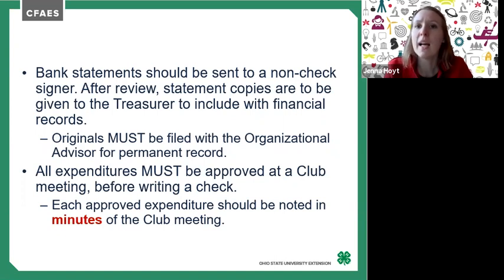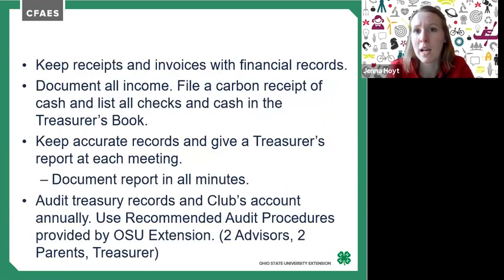So in your notebook, in that active section, I would encourage you to have a monthly tab or a monthly section where you can put a copy of the minutes and there document all the expenditures that are happening in the club. Attached to that, the financial report and the treasurer's report and the statement from the bank, as well as any receipts for income or expenses that have happened at that meeting. And remember, all your expenditures have to be documented in the minutes and have to be approved with a motion at your club meetings. Be sure that you keep receipts and invoices with your financial records.